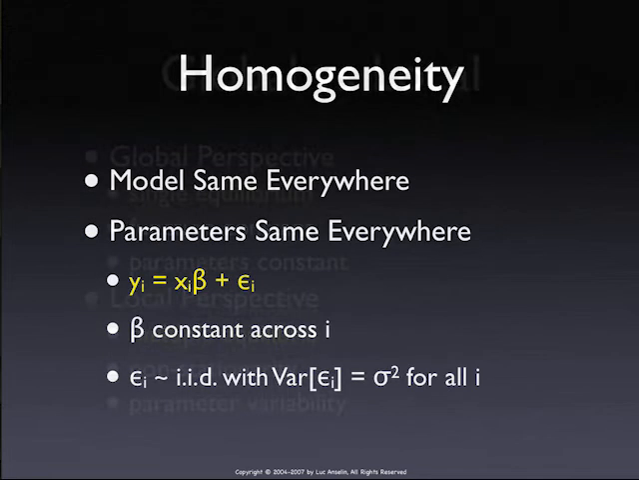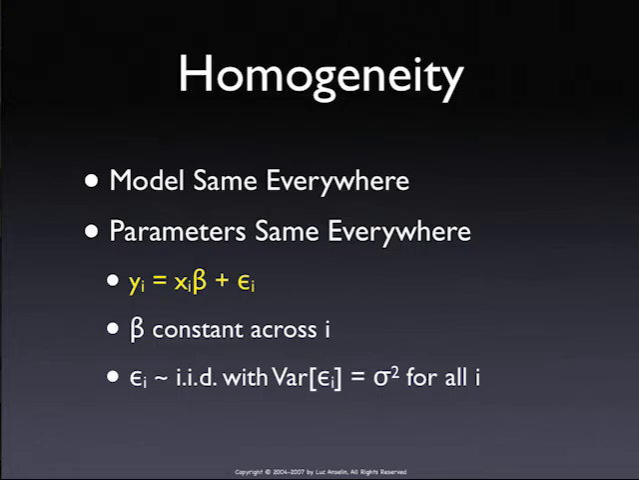Homogeneity, just to set the stage: the model is the same everywhere, the parameters are the same everywhere. So if we put this in the context of a regression model, we have observations at locations i for the dependent variable y. We have matching observations for the explanatory variables x, a fixed set of coefficients beta, and an error term. And the bottom line is beta doesn't change.